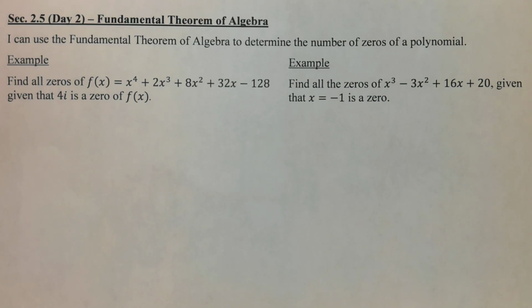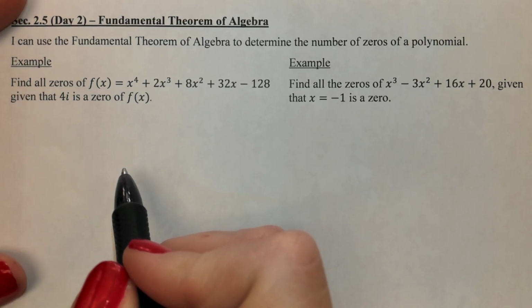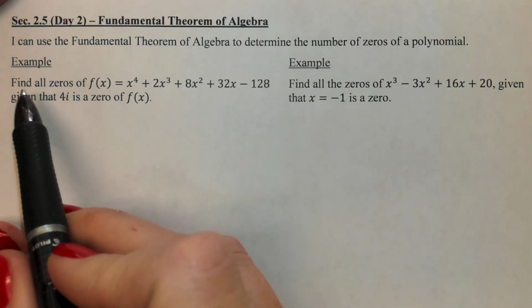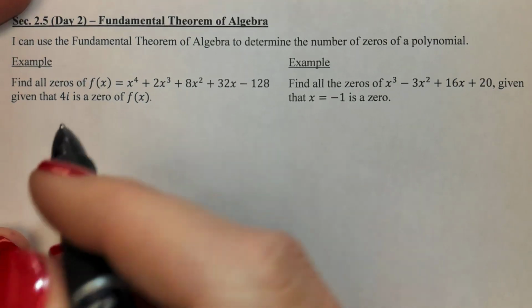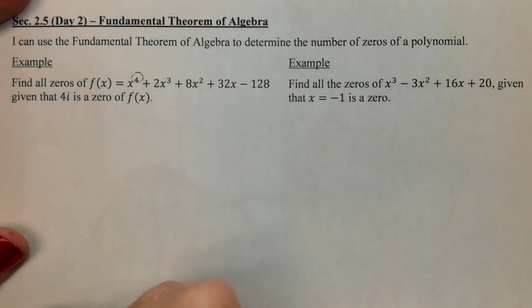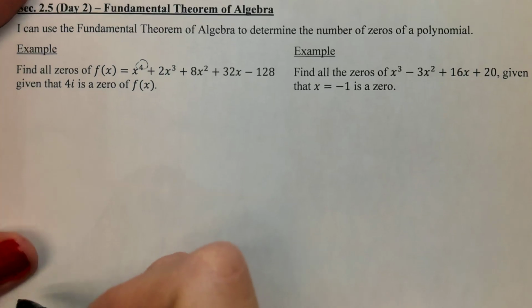All right, this is section 2.5, day 2, and we're just going to take our idea of imaginary zeros and functions and see if we can continue to find more and more difficult zeros. So the first one says find all the zeros of. When they say all of them, we're talking about real and imaginary. I have a fourth power, which means there are 4 zeros to find.